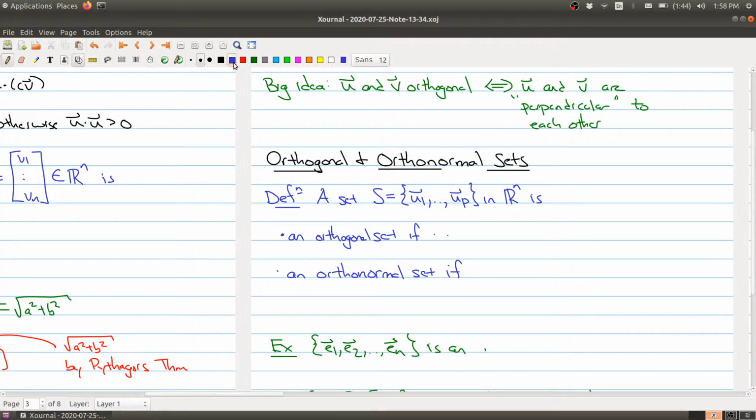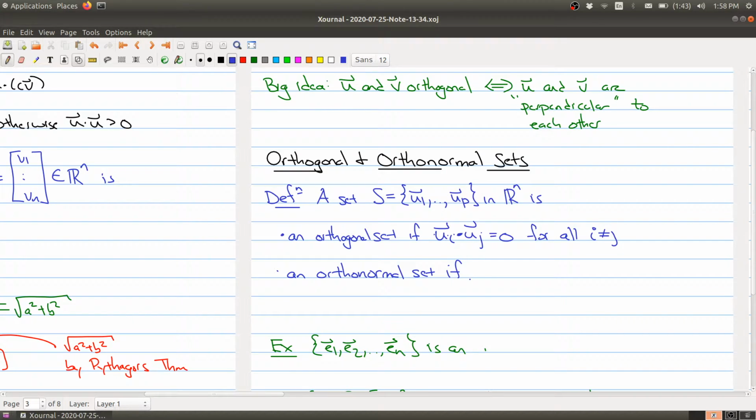A set of vectors, and I have p vectors here in Rn, is an orthogonal set if any two of them are orthogonal to each other. So the dot product of ui and uj is equal to 0 for all i not equal to j. One way to think about it is each of these vectors is perpendicular to the others.